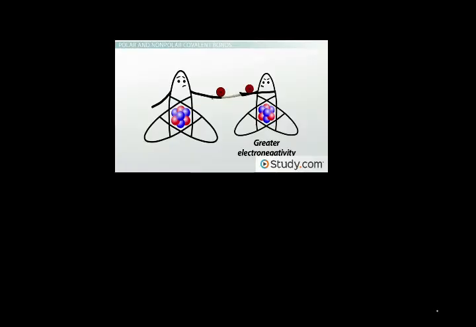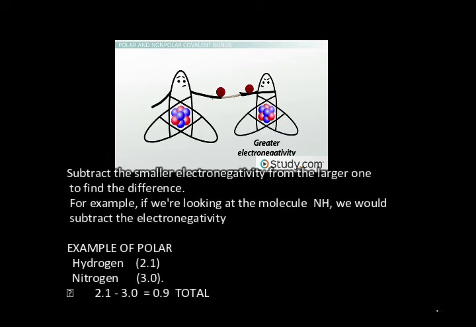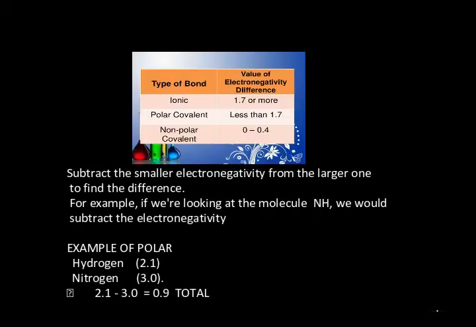So now, how do we determine whether a molecule is really polar or non-polar based on its electronegativity value? We have here an example, nitrogen and hydrogen. Nitrogen has 3.0 and hydrogen has 2.1. So all we have to do is subtract the smaller electronegativity from the larger one to find the difference. Nitrogen 3.0 minus hydrogen 2.1 equals 0.9. And when we look at the Pauling scale table, it turns out to be polar.